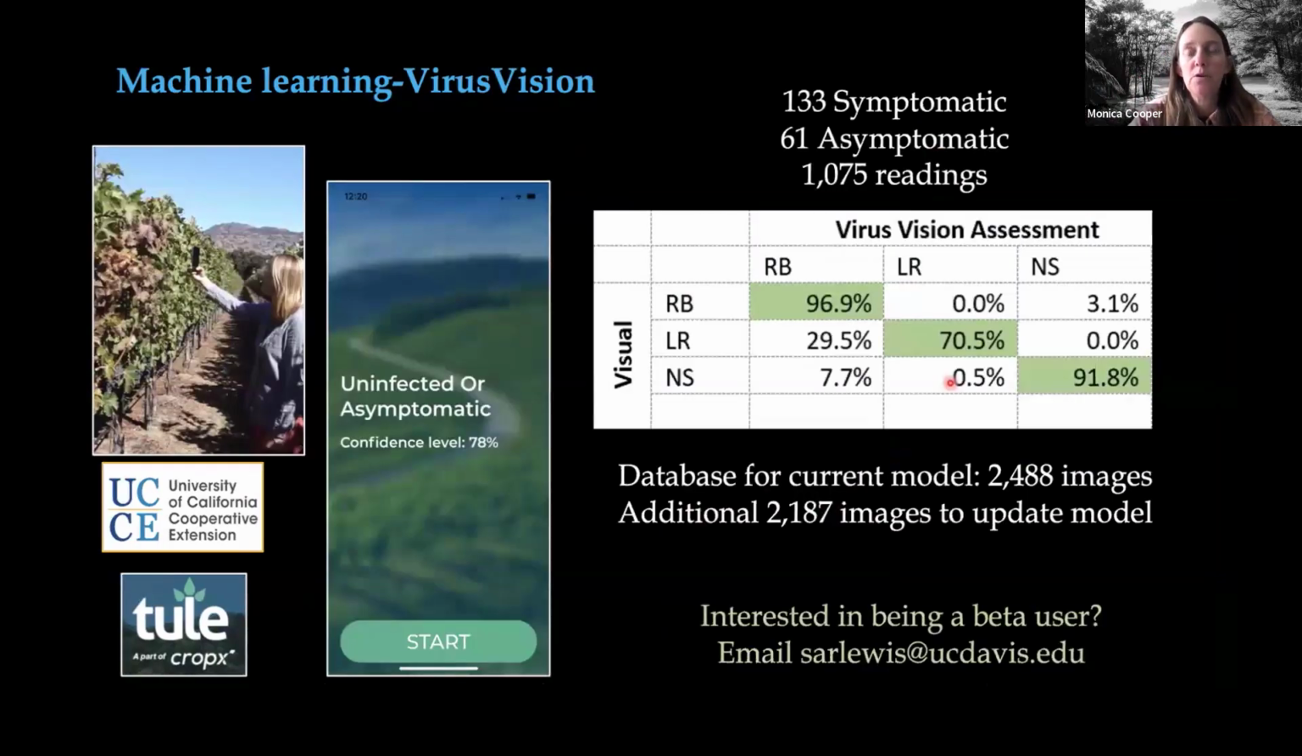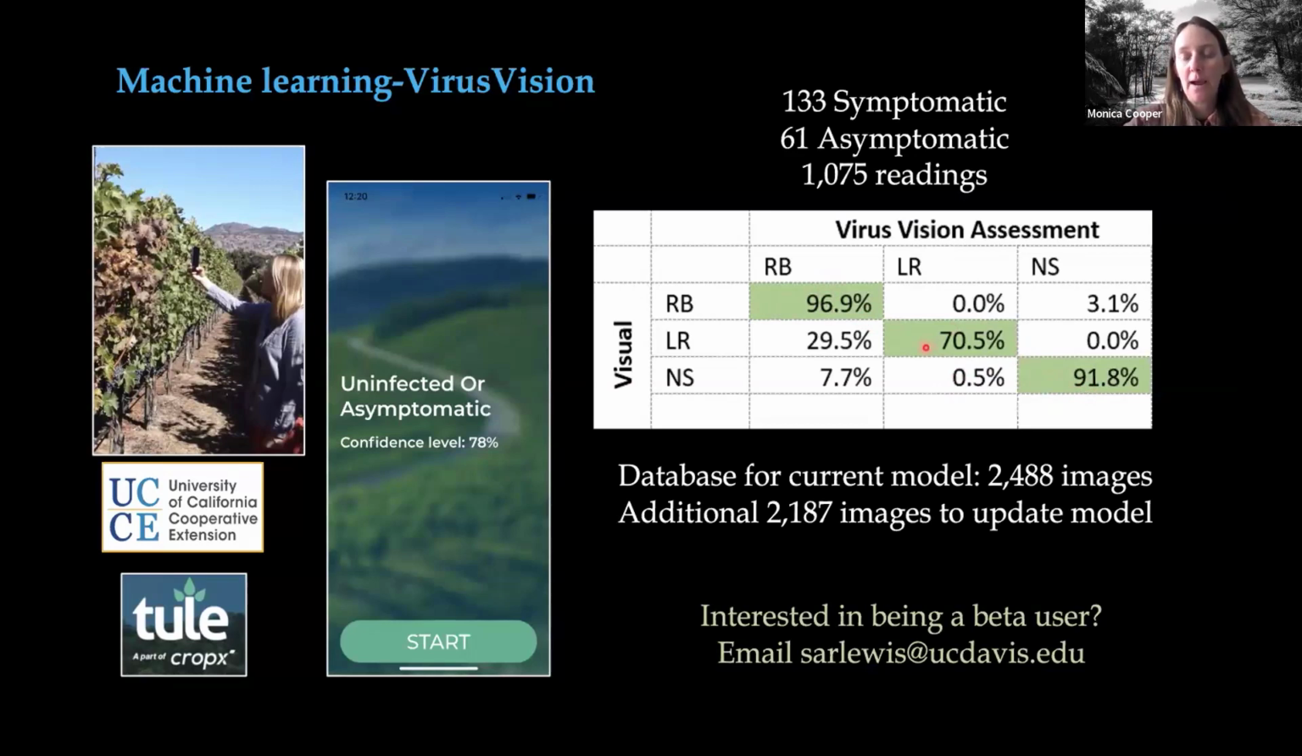So in 2023, we tested this with over 1,000 readings, and looked at how the results that we got from the Virus Vision compared to our visual assessment. We had really high agreement, almost 97% for red blotch and about 92% for the non-symptomatic vines. The reason we had such high agreement for those is that we have a lot of vines in those categories. Our assessments were slightly less with the leaf roll disease vines, and that's simply because when we started collecting images, we didn't have that much leaf roll left in Napa anymore.